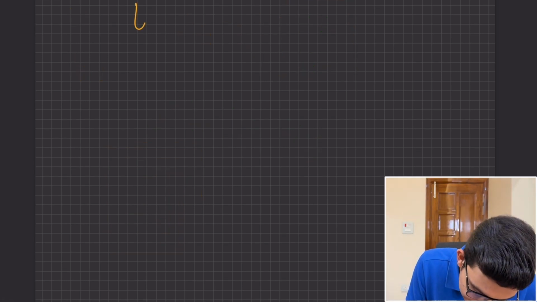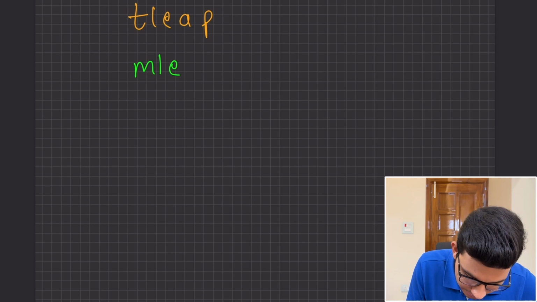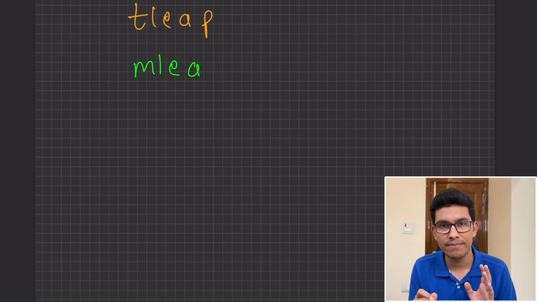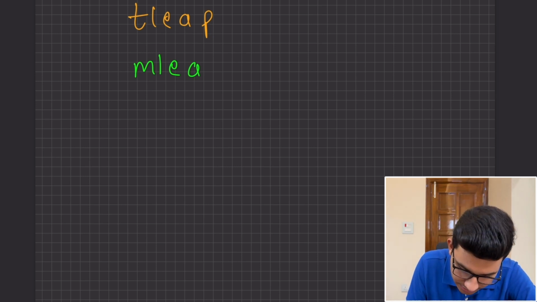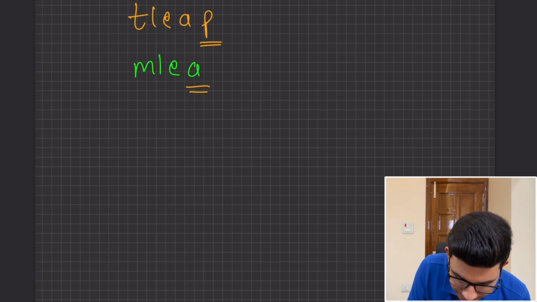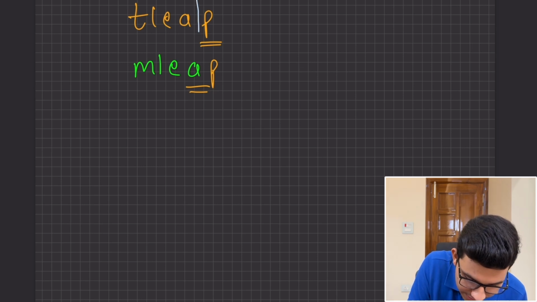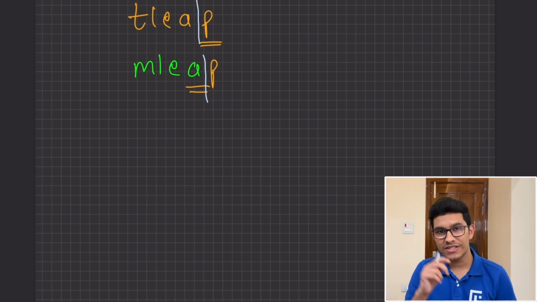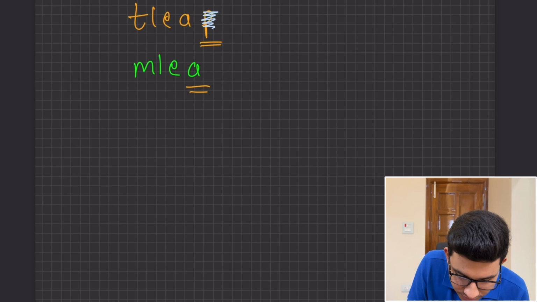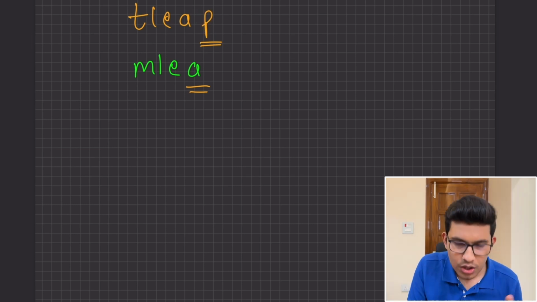Let's suppose you had something like TLEAP, okay? And you had something like, let's suppose, MLEA, okay? Now look at it. This is the first string TLEAP and the second string is MLEA. Now what can you do with the last character? You know for a fact that these last characters are not matching, okay? What you could do is probably, let's suppose, add P to the end here. Yes, if you add P to the end here, you will be left with this part of the string, TLEA and MLEA. Yes or no? Because this P is matching with this P. Secondly, what you could have done is that, let's suppose you remove this P entirely from the picture. In this case also, you're left with the string TLEA and MLEA. Yes?